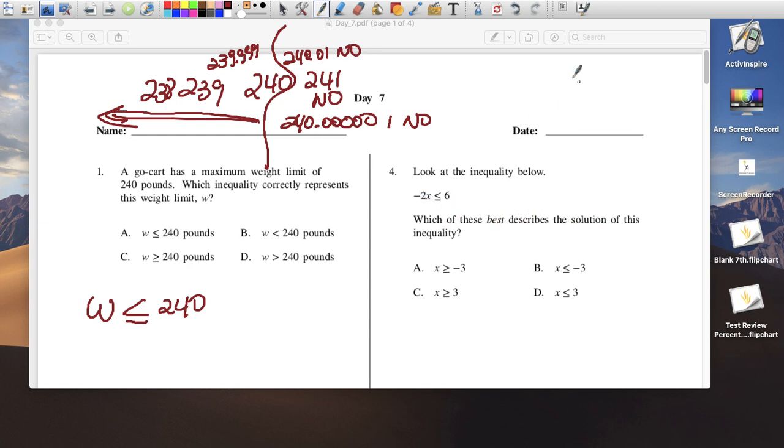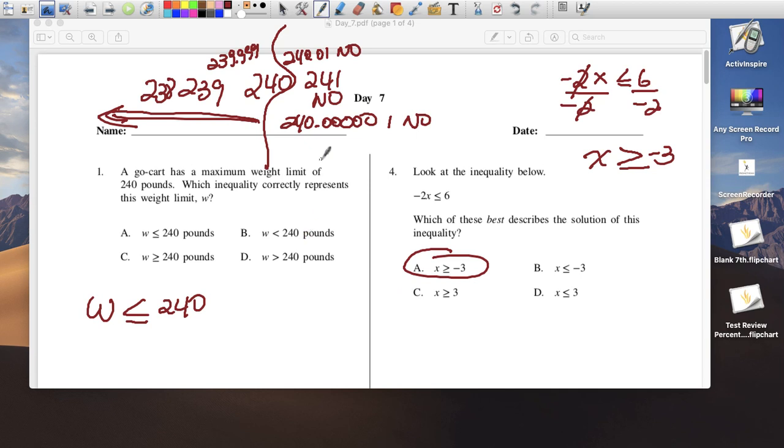So let's solve this. Negative 2x less than or equal to 6. We're going to divide by negative 2. We're going to divide this by negative 2. These become simplified to just x. And on the other side, 6 divided by negative 2 is negative 3. But remember, when you divide by a negative, you have to flip your symbol, aim it to the other side. So is there one that looks like negative 3? Oh, right here, A. x is greater than negative 3.